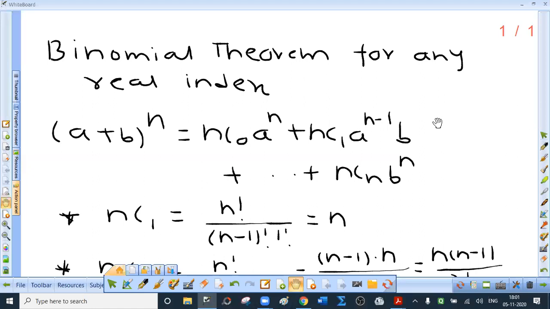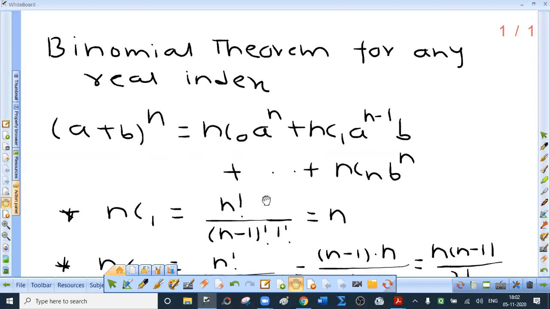Now we discuss binomial theorem for any real index. See the title, any real index. Actually, we know this statement for binomial theorem. Now, why can't we use this statement for any real index? For the simple reason, if n is say a fraction, then nCr is not defined, right?